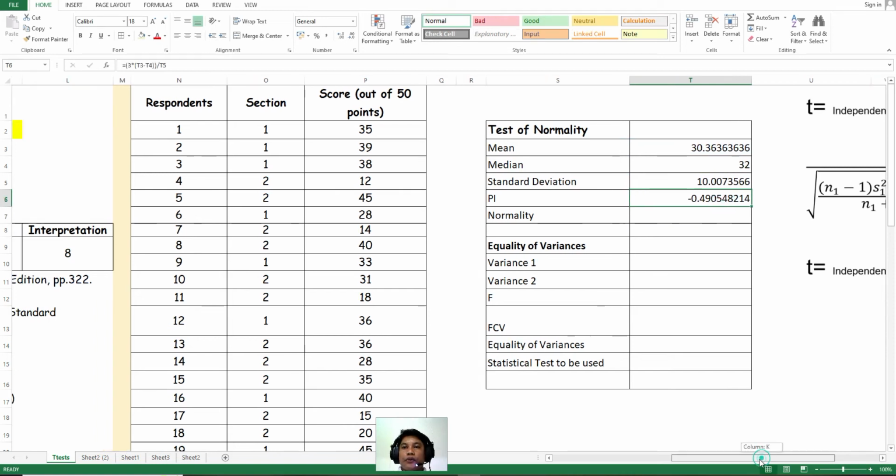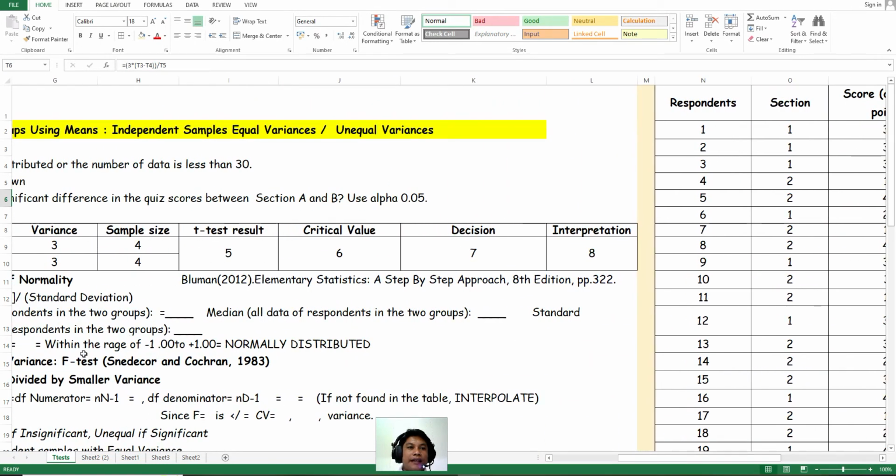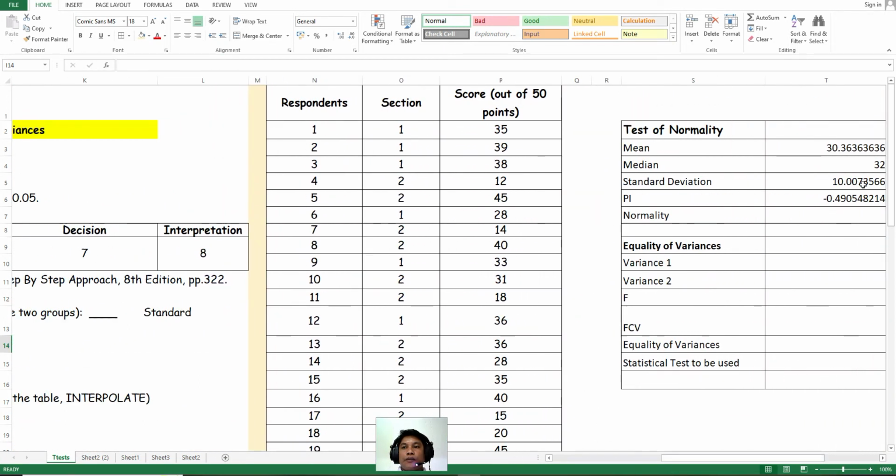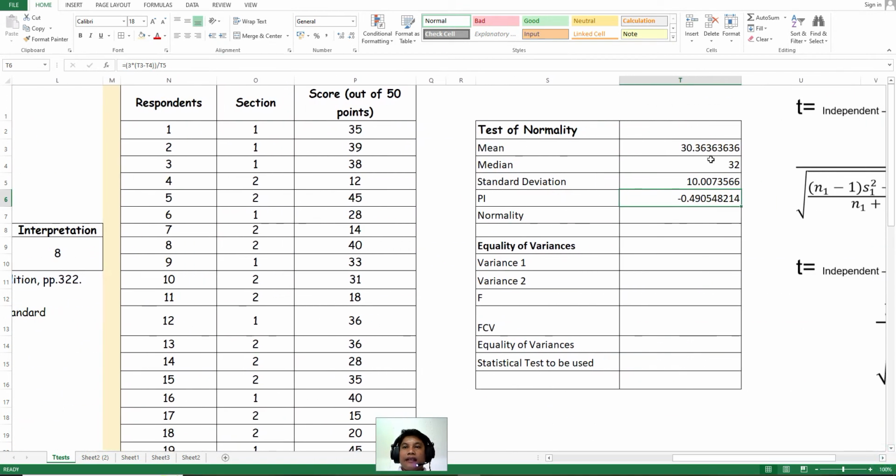Now, according to the Book of Bluman, we can say that the data is normally distributed if the values range from -1 to +1. So as you notice, -4 does not go beyond -1. It's still between -1 and 0, so it belongs to the range. So we can say it's normally distributed.